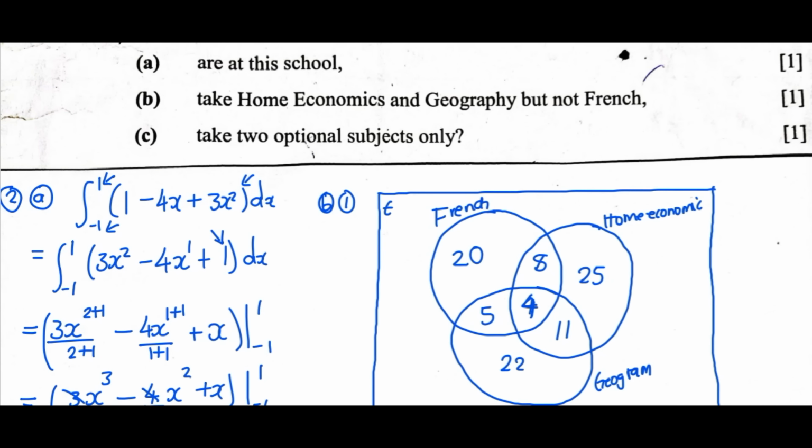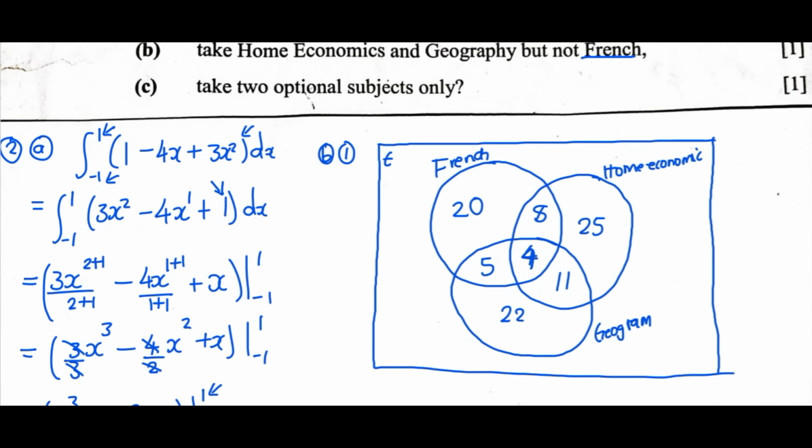Then for B, take home economics and geography, but not French. So we don't want anything that has to do with French. So let's look at the numbers. So 20 is part of French. We are not interested in that. Then 8 is also part of French. 4 is part of French. 5 is part of French. So the numbers that we are interested in are 25, 11, and 22.